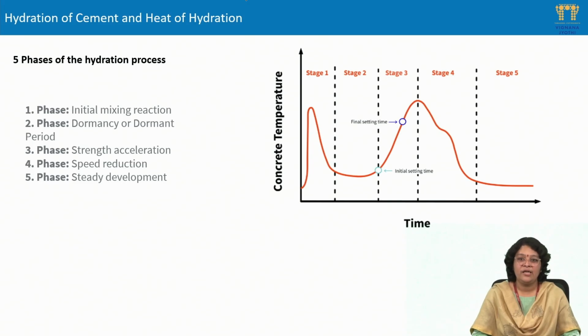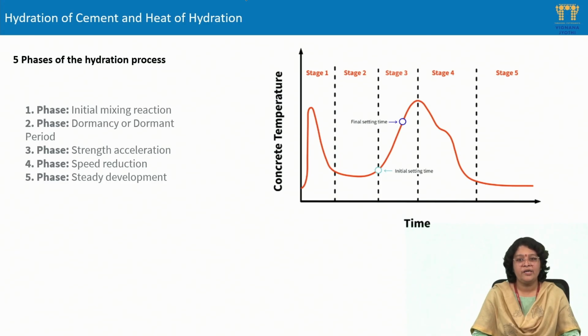In stage 3, again, there is an increase in the liberation of the heat. Stage 2 ends at the stage of initial setting time, and from there we can see the temperature increasing. In stage 4, again, there is a reduction in the liberation of the heat because of the non-availability of the water or of cement particles in the loose state to react with it.